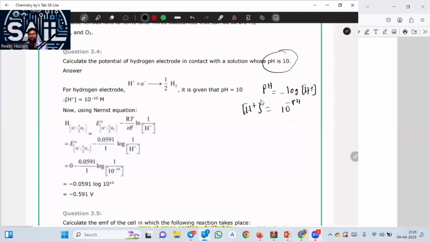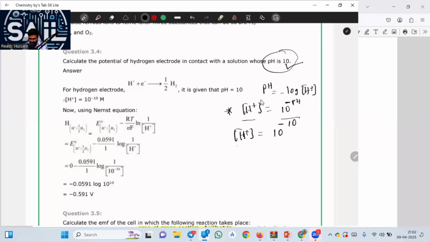These are the two formulas you might have got, right? Now let's take this formula. H plus ion concentration is equal to 10 to the power of minus pH. Now let's apply this formula. H plus ion concentration is equal to 10 to the power of minus pH. What is the pH value given in the question? The pH value is 10. So in the place of pH, let's substitute 10. That means 10 power minus 10. So we got the H plus ion concentration.